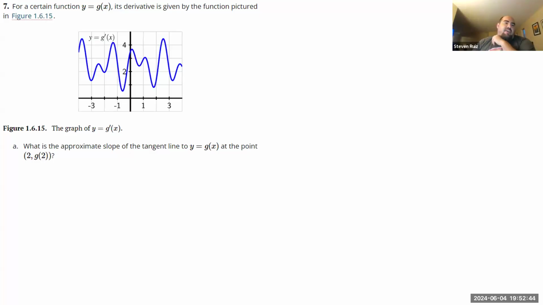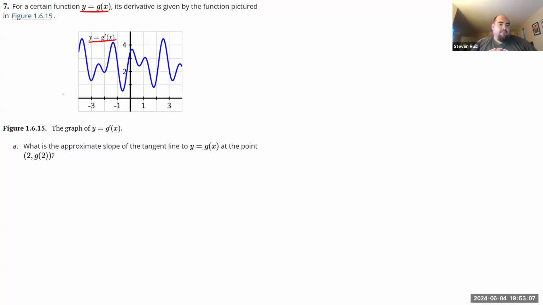All right, let's look at question 7 here. So we're given a graph of a function, but one thing I want to be very clear on is that this is not a graph of g. So we're talking about a function g. The graph we are looking at is not a graph of function g, it's a graph of g prime. So that's going to be a very important thing to keep in mind as we work through this.